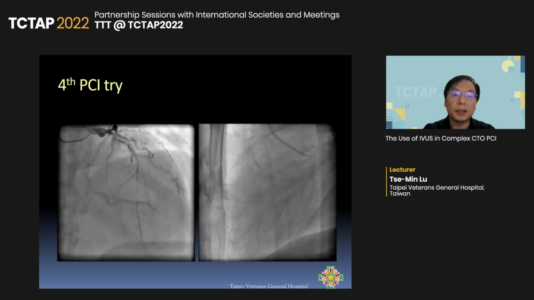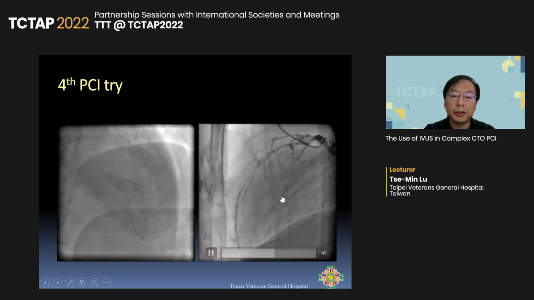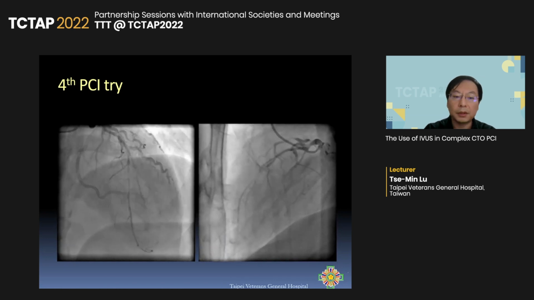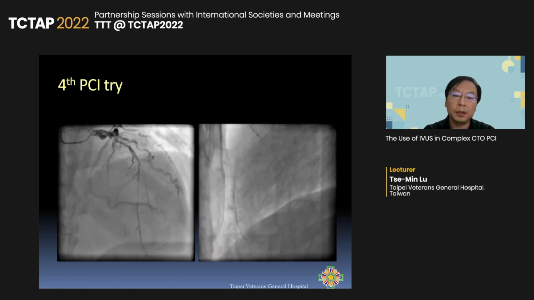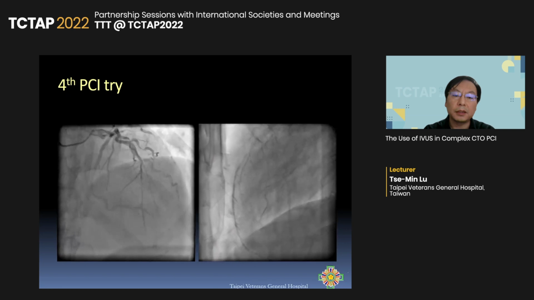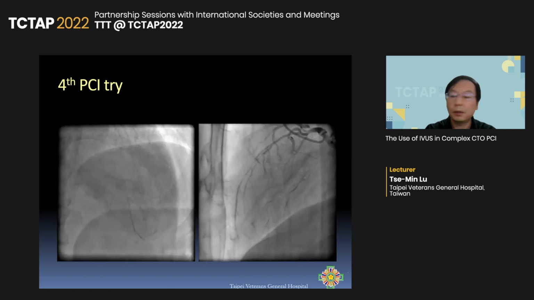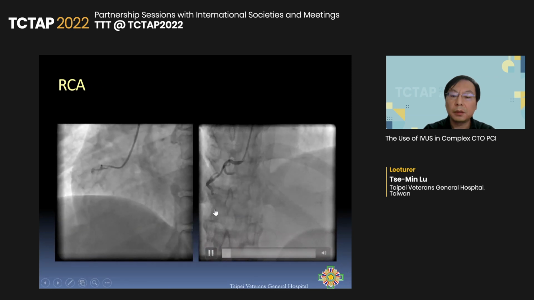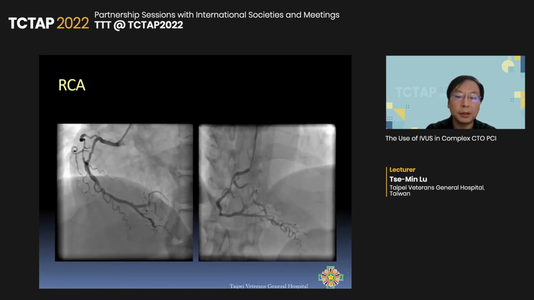So I was invited to the other hospital to do the fourth PCI trial. And again, you can see there is some connection between the middle LAD and the distal LAD, with almost TIMI 2 to TIMI 3 flow. But there are many residual dissections. You can see some lines around the middle LAD. I think this is residual dissection left from the previous three PCIs. And there is no suitable collateral from the right RCA to the distal LAD.